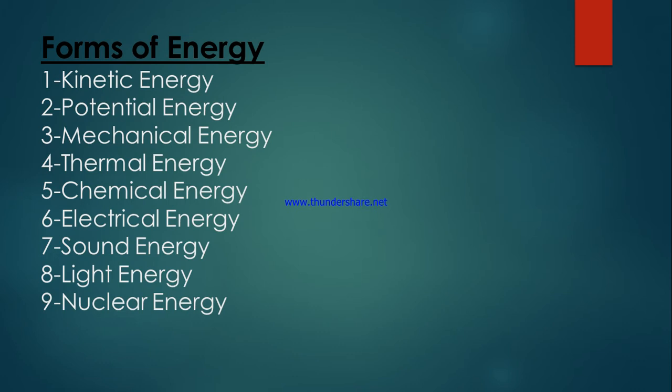There are a lot of forms of energy. Keeping in mind that the first three are the three main types of energy: the kinetic, potential, and mechanical. The others are forms of energy like thermal, chemical, electrical, sound, light, and nuclear energy.